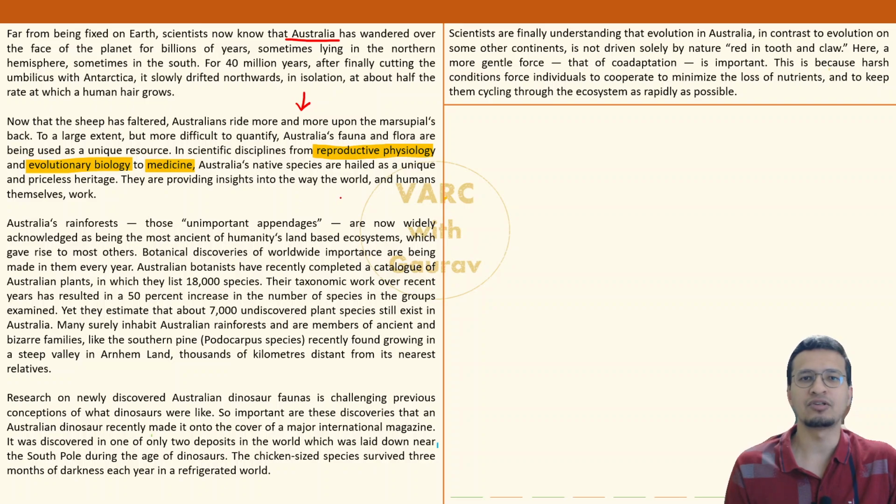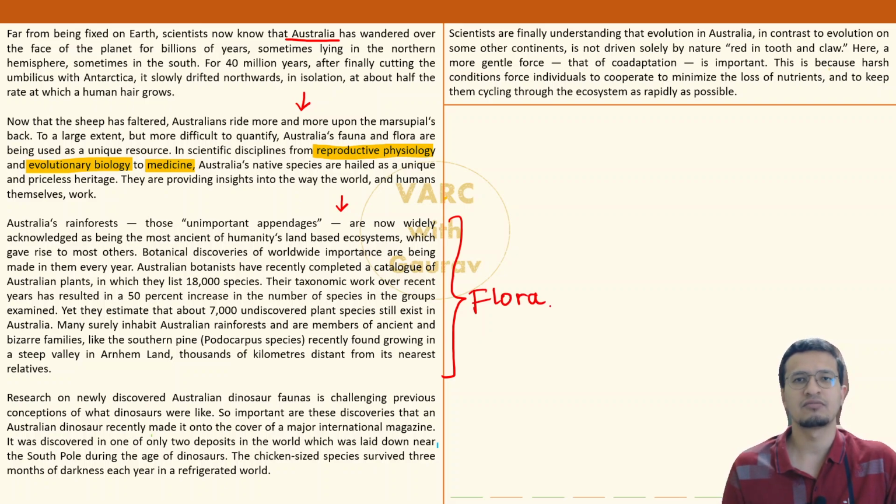Moving ahead, coming to the third paragraph. The third paragraph is dedicated to the flora aspect of the discussion. Flora means plant life. So regarding plant life, what the author says is, when we consider Australia's rainforests, there is something very ironic or unique about this: till now they were considered not so important, something you could ignore.